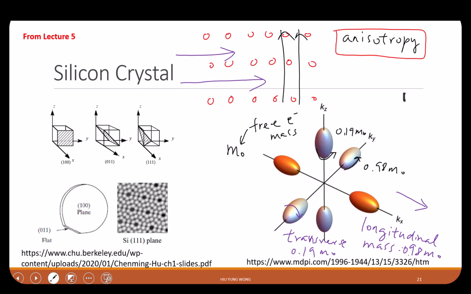Because now FinFET is 3D, you have a lot of orientation to worry about. So let's recall what we learned in lecture 5 about silicon crystal, right? We won't go into detail. I don't expect you to understand everything in detail, but I hope you agree that we have different orientation.